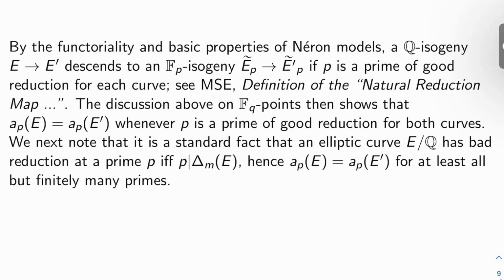And then recall from the first video on elliptic curves that an elliptic curve E over Q has bad reduction at a prime p if and only if p divides its minimal discriminant. And so what this shows is that a_p of E equals a_p of E prime for at least all but finitely many primes p. Okay. So good. So we have a_p of E matching a_p of E prime, if E and E prime are elliptic curves over Q which are Q isogenous, whenever p is a prime of good reduction for each curve. And those primes of good reduction are the same for each curve. That's what we've learned so far. And this uses an amalgamation of material covered on previous slides in this very video.